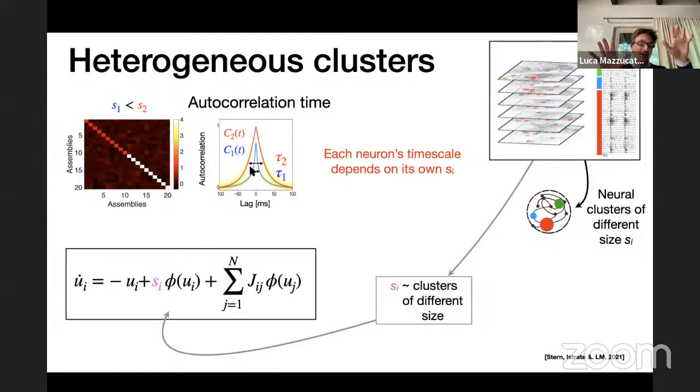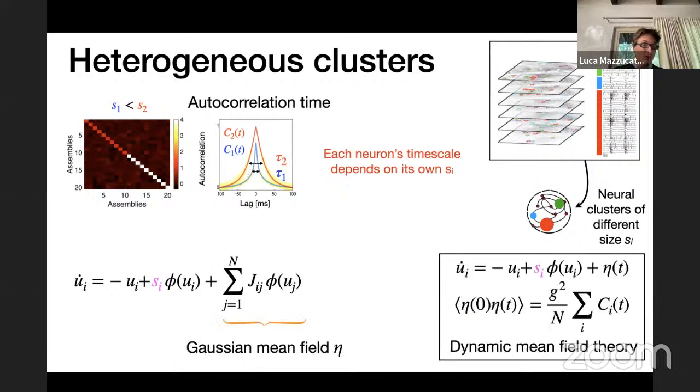So in this case, we have two groups, one with a small self-coupling that has a small timescale. We define the timescale as the width at half max of the autocorrelation function, if you want. And the other population with a large self-coupling has a large timescale. So this kind of works. So this is the idea that neural clusters of different size generate different timescales simultaneously within the same network.